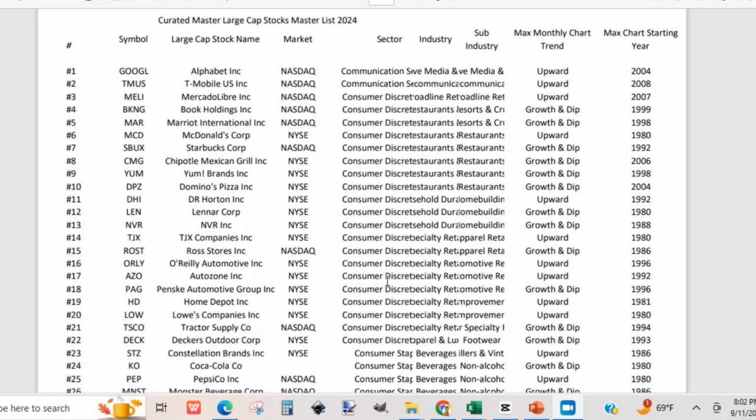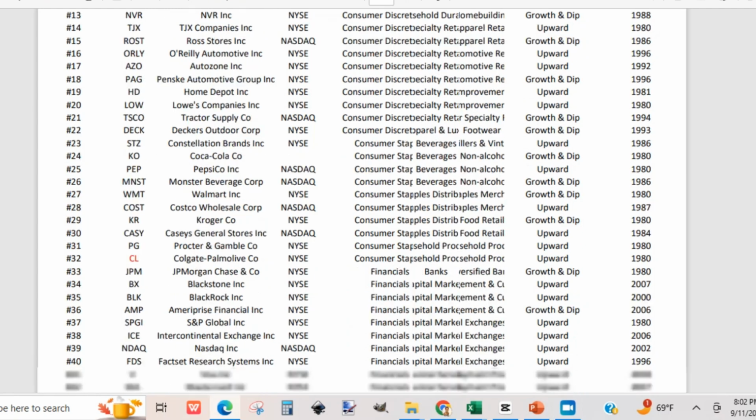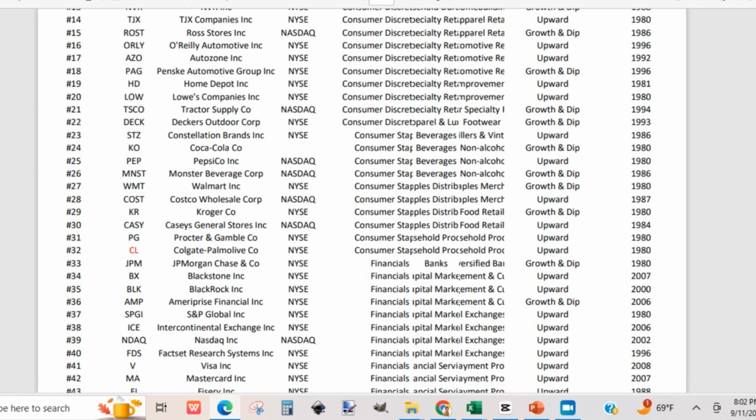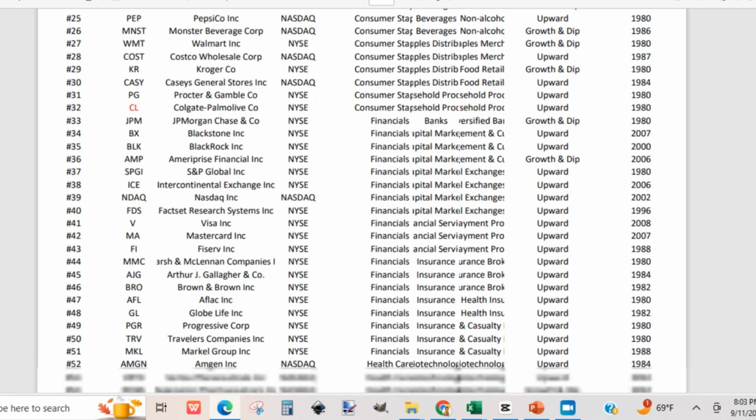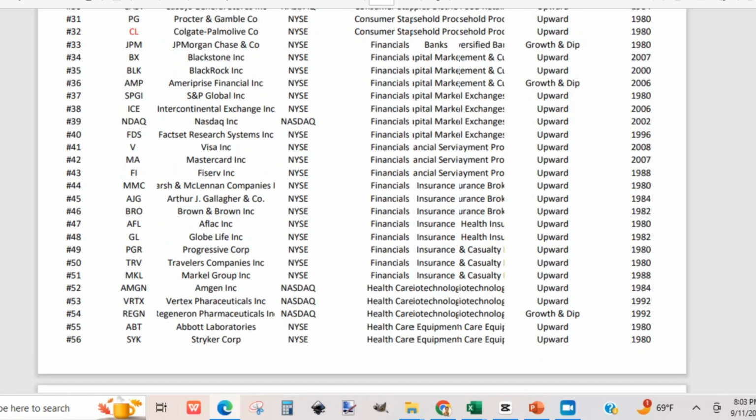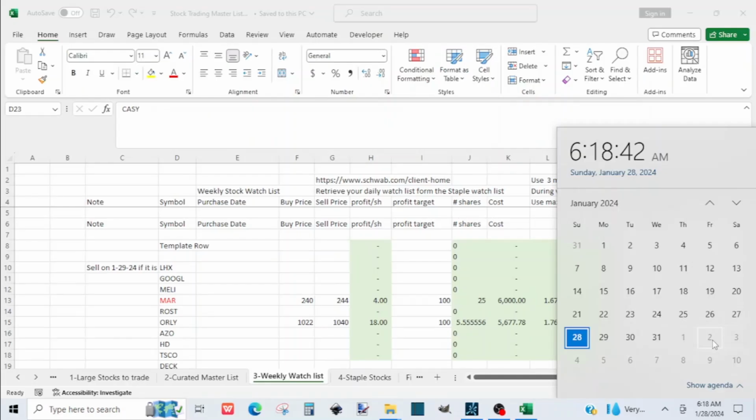How to create your weekly stock watch list to trade during the week. I started it, but I have not finished it. So we are working on the week of January 29 to February the 2nd.